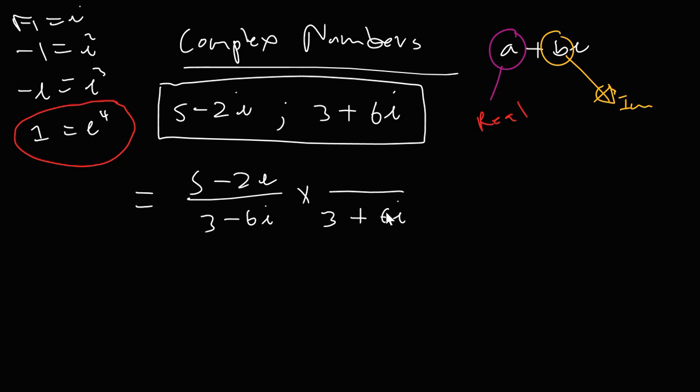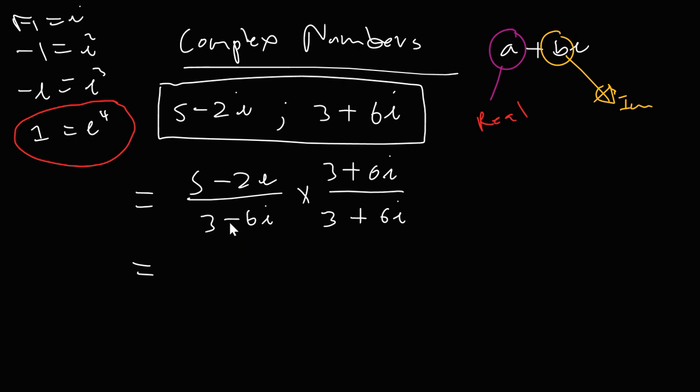Because you want to keep the value of this expression the same, you have to do to the numerator what we did to the bottom also. So it's going to be 3 plus 6i. You know that multiplying by something with the same denominator and numerator really doesn't matter, because it's just going to be 1. So multiplying by 1 doesn't change the value, right? Okay.